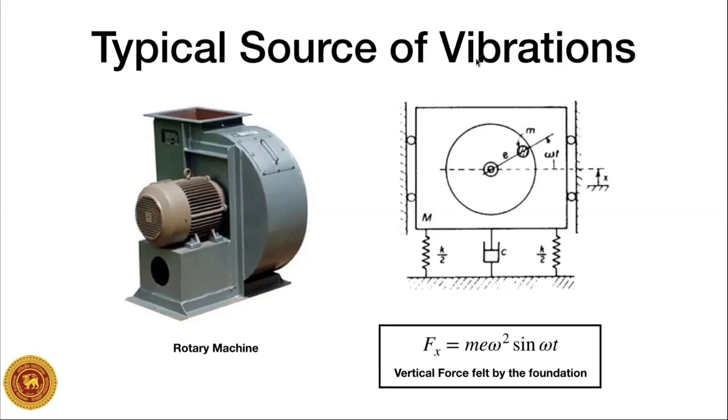So the vertical force that this system feels is something like m e omega squared sine omega t. Because of this angle omega t, the vertical component will feel sine omega t, the horizontal component will be cos omega t. So this system will feel a vertical force, something like this. And so this is the source of vibrations in most of the cases. So you have a physical system that has a rotating part, it has an eccentric mass, and due to the eccentric mass, the system will feel a sinusoidal force acting on it.